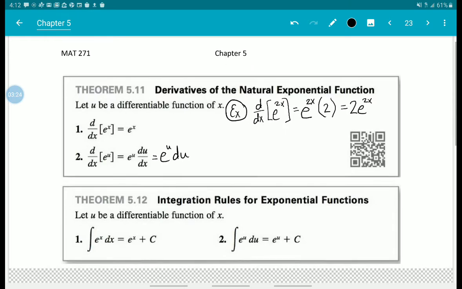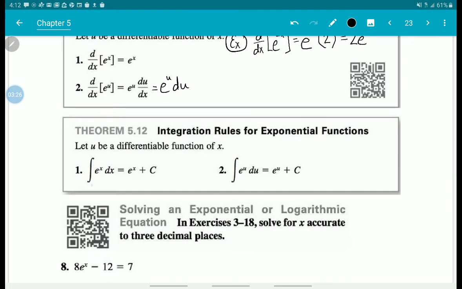So integration is going to be really similar. If we want to integrate e to the x, we will get e to the x. If we want to integrate e to the u du, then we will get e to the u plus c. And remember, with integration, we can always check our answer. If we were to take the derivative of this, we should get back whatever we're trying to integrate.